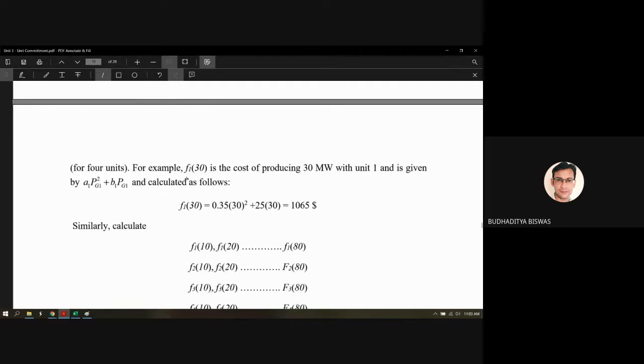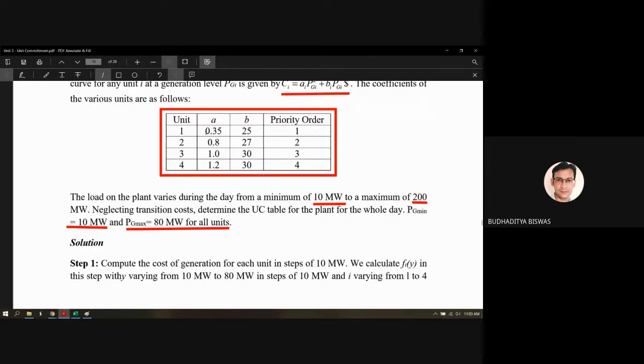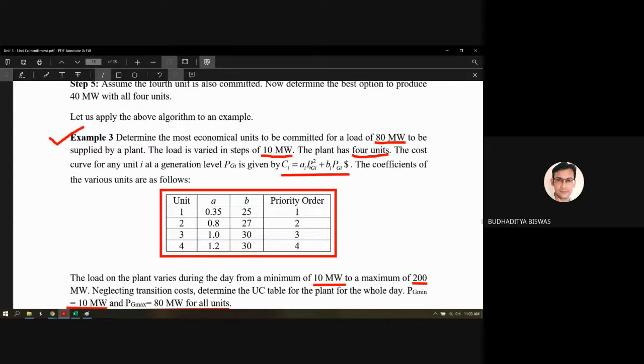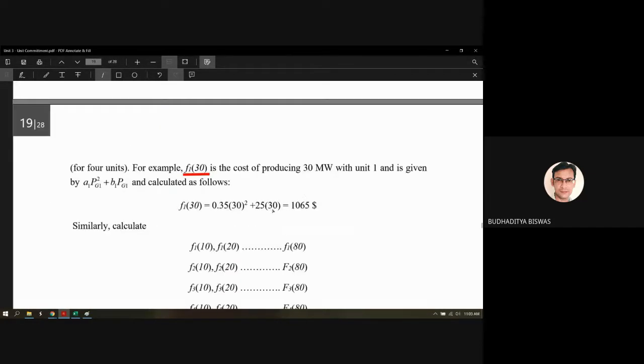For example, F1(30). So what is it? It is the cost of producing 30 megawatt by unit 1 and is given by Ai PGi square plus Bi PGi, calculated as follows. Because in case of unit 1, A is 0.35, B is 25. So in this expression, just put A 0.35, 30 square plus 25 into 30, because 30 is the generation, and it comes that F1(30) equal to $1065.